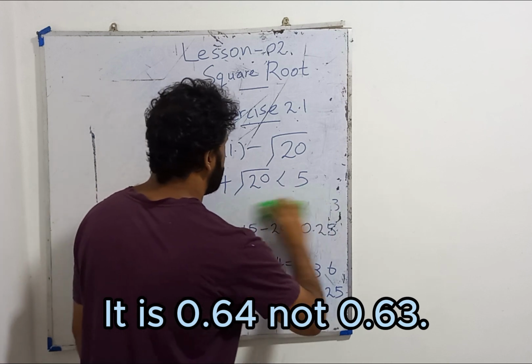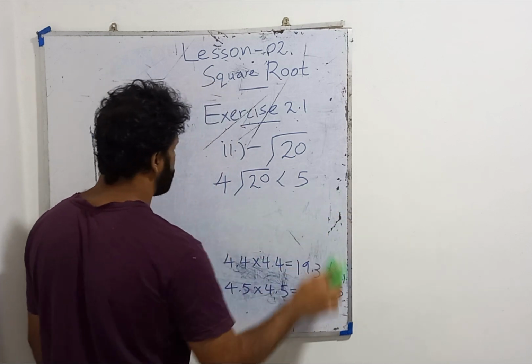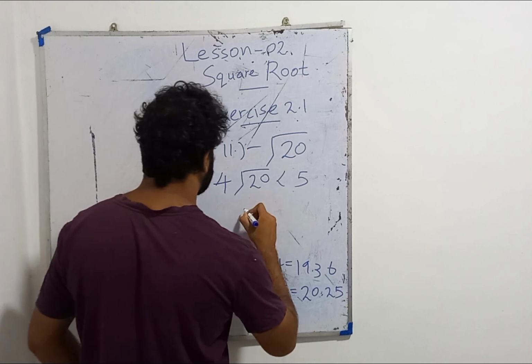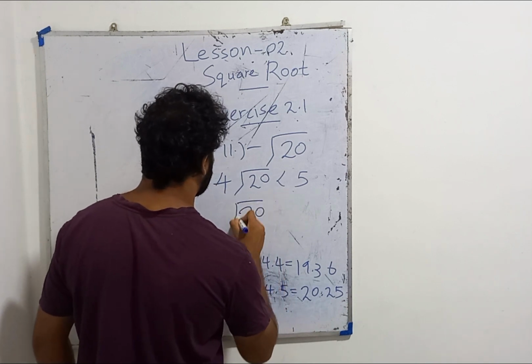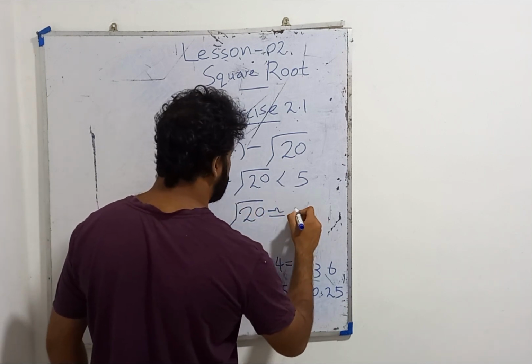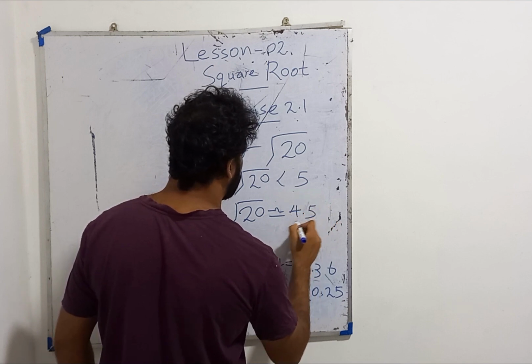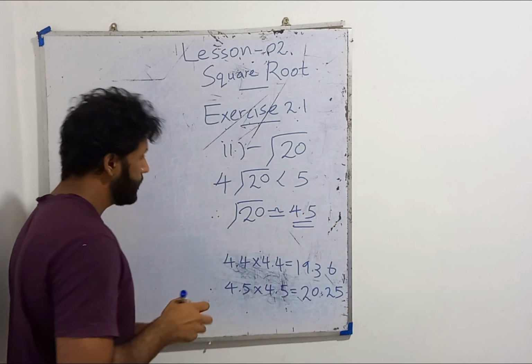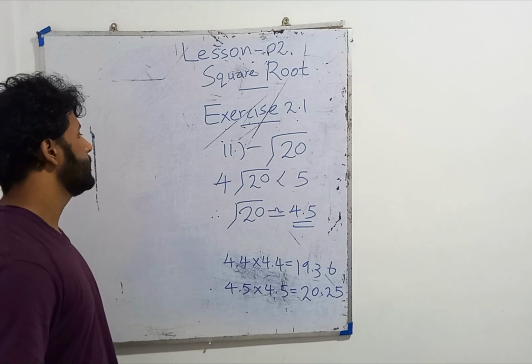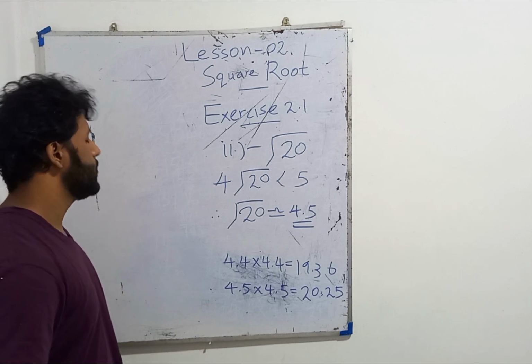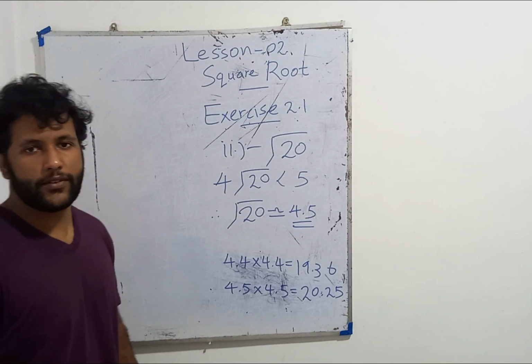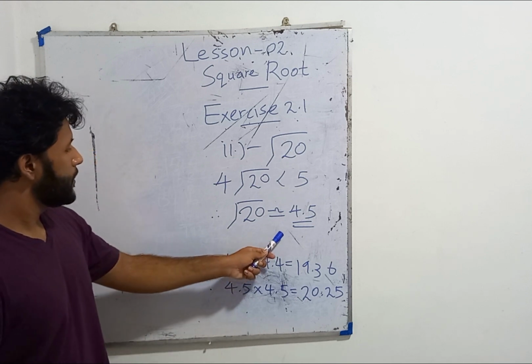Therefore, square root of 20, the first approximation is actually 4.5. It's equal to 4.5. This is the final answer. Roman number 2, I hope this is okay.